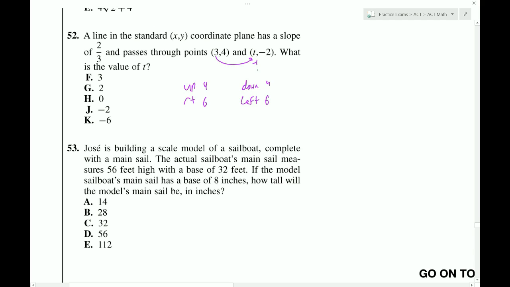So let's see, did I do this correctly? Oh no. No, I messed it up because I switched x and y. So let's start over.